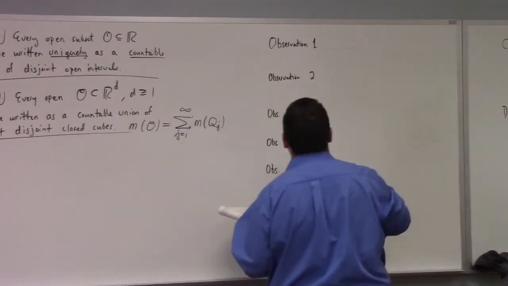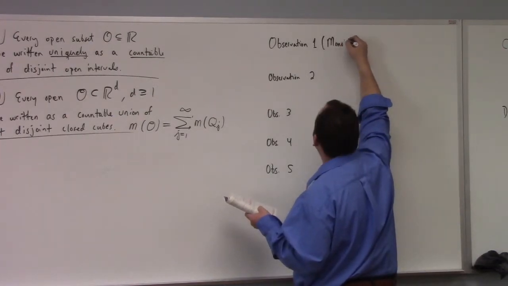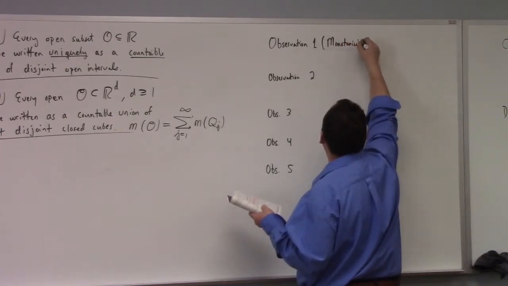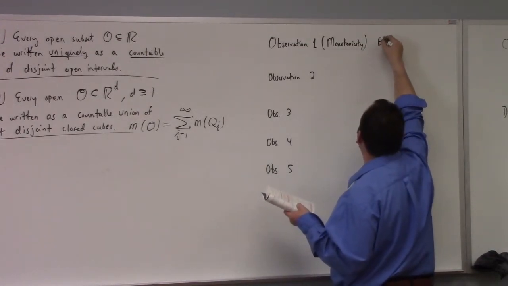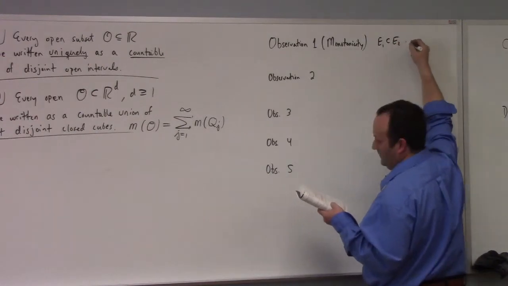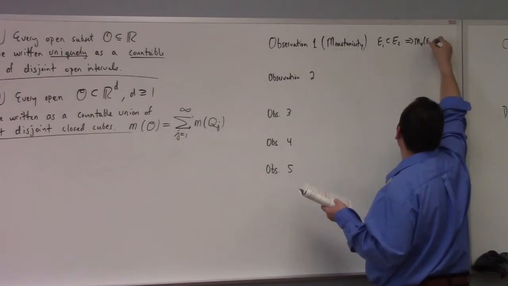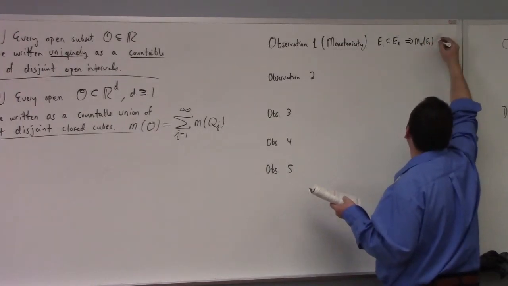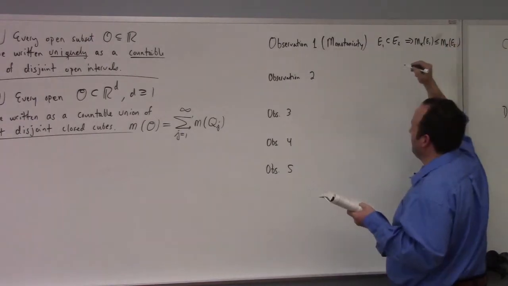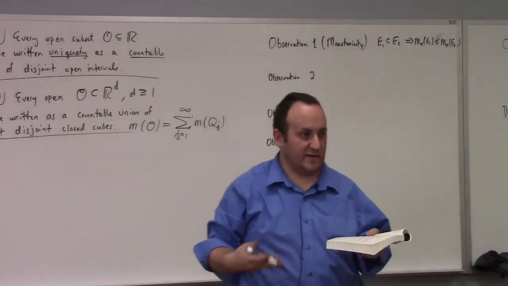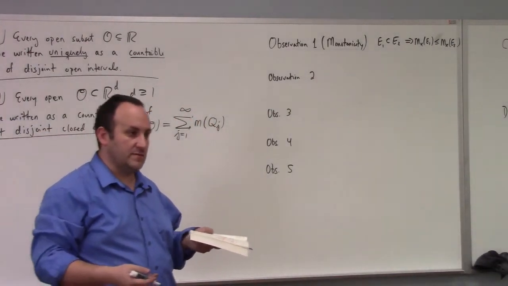All right, so observation 1 is monotonicity. Hard word for me today. But it simply means that E1 subset of E2 implies that the exterior measure of E1 is less than or equal to the exterior measure of E2. Of course, in the extended sense of inequality, infinity is larger than what numbers?